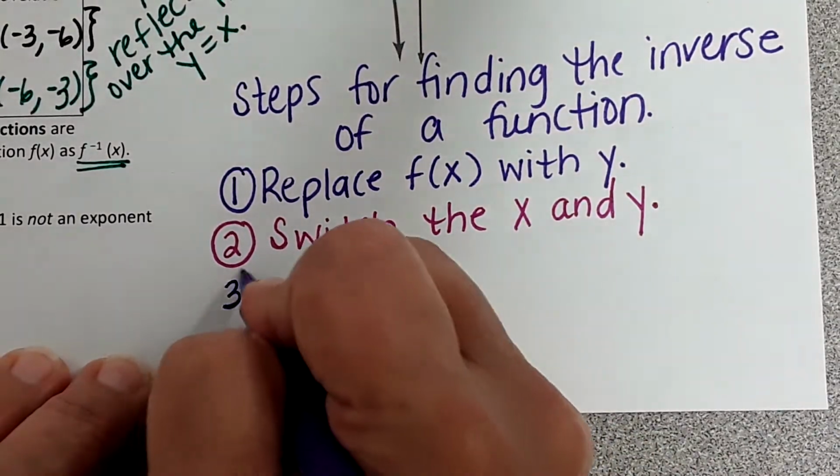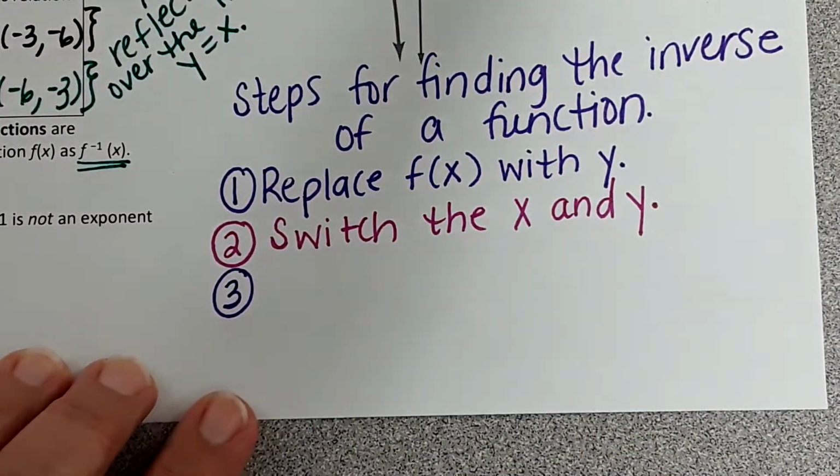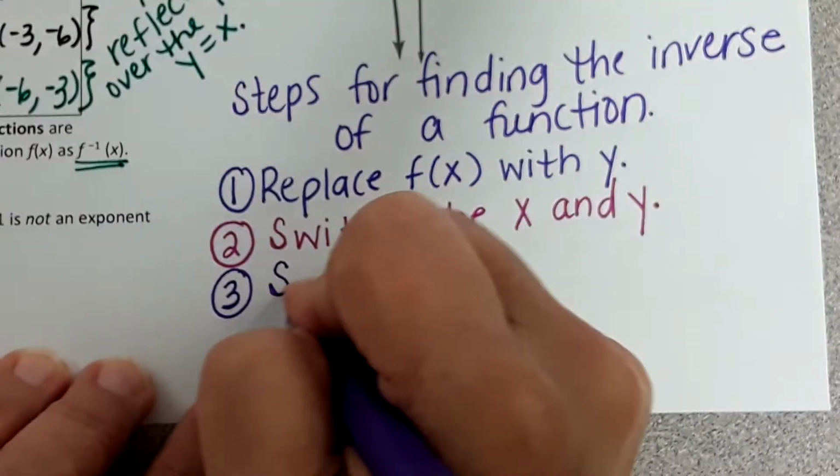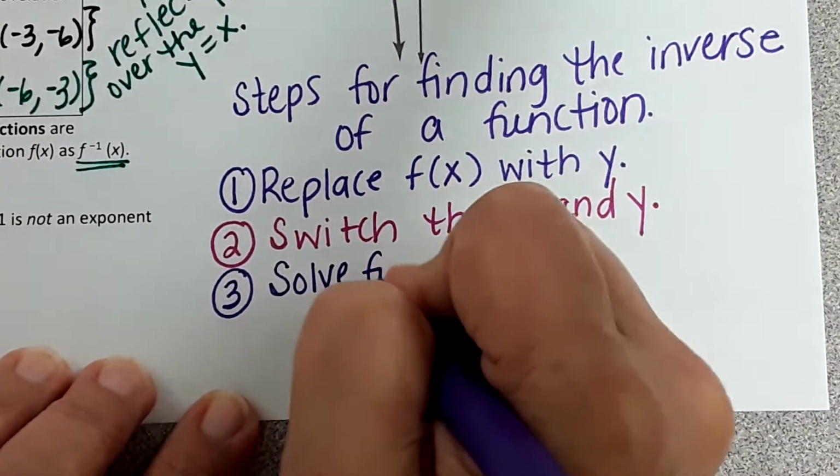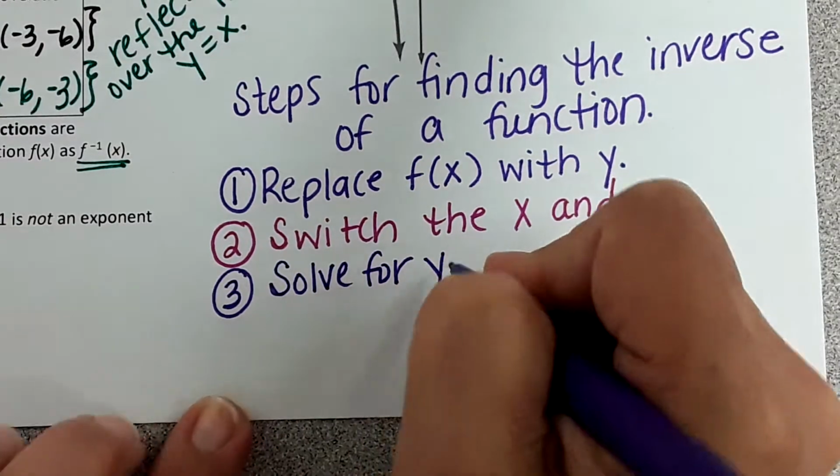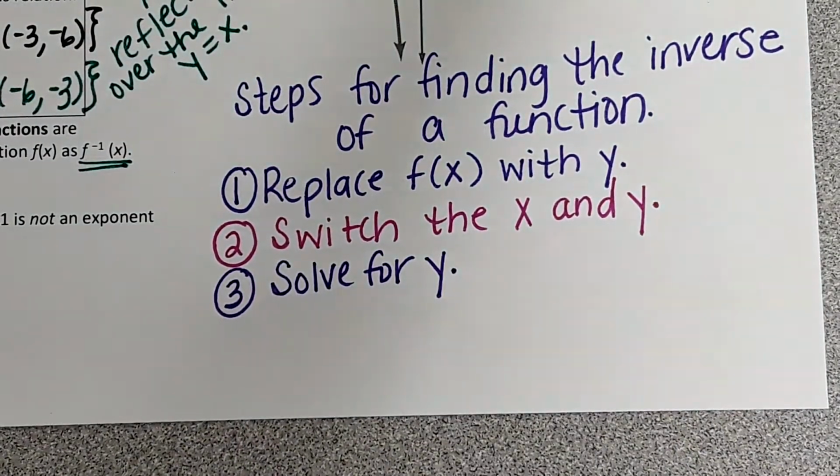Then we did this in chapter 1. We're going to solve for y. So basically we're going to get y by itself again. And we've done this. You do this every time you write a linear equation. You have to get y by itself, or a quadratic equation. We're just trying to get y by itself.